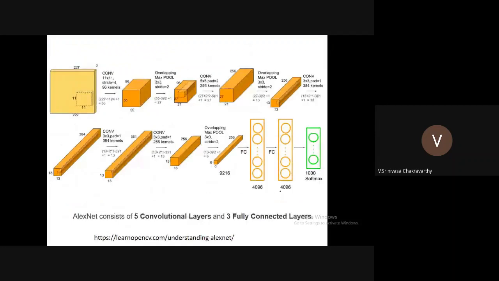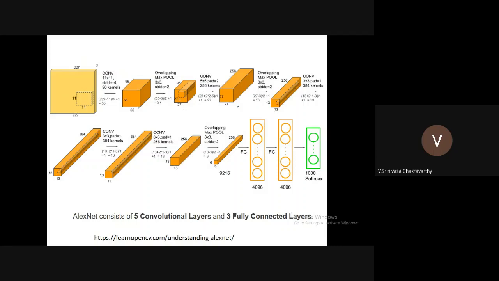This picture gives a better depiction of the architecture. The input is, like I said, 227 by 227 with 3 planes. Basically it has 5 convolution layers followed by 3 fully connected layers. The 5 convolution layers are like this: convolution and max pooling, convolution, max pooling, convolution, max pooling, and so on, 5 of them, followed by 3 fully connected stages.